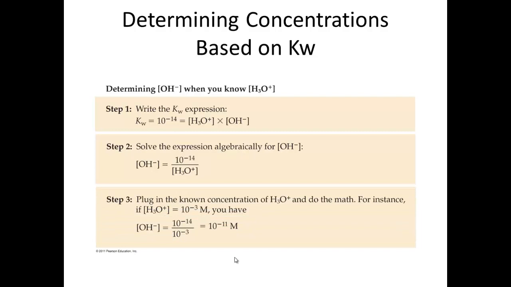For example, if you were given a hydronium concentration of 1 times 10 to the negative 3 and you want to find the hydroxide concentration, you just plug in the value. It would be 1 times 10 to the negative 14 divided by 1 times 10 to the negative 3, which gives you 1 times 10 to the negative 11 molar. So it's a very simple calculation.